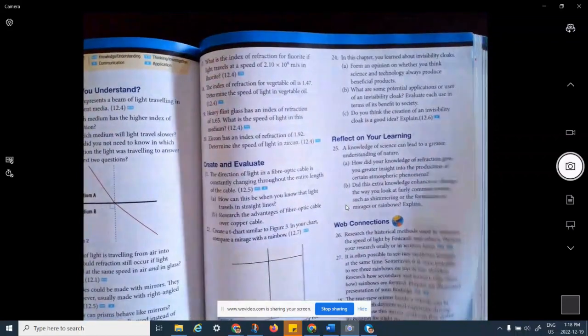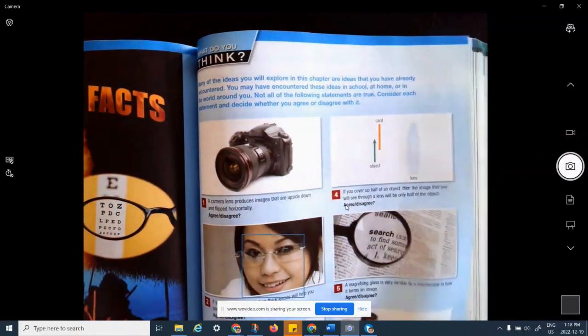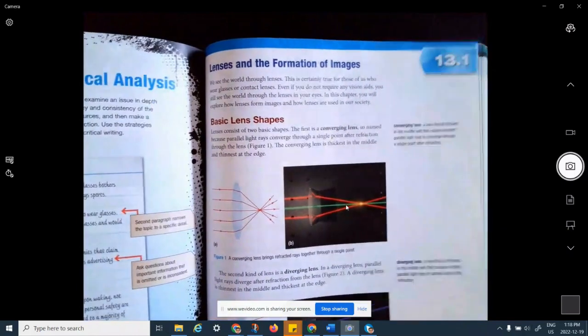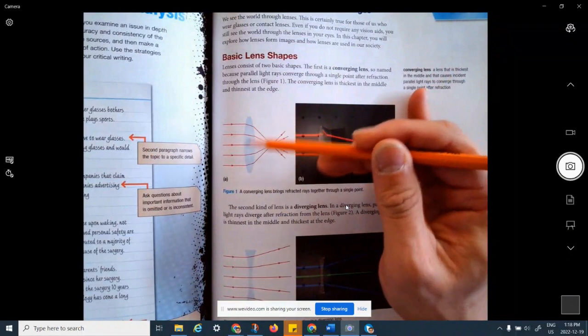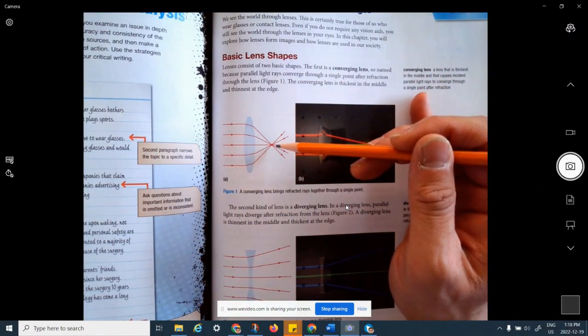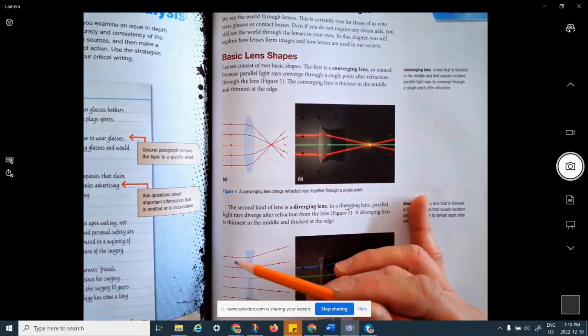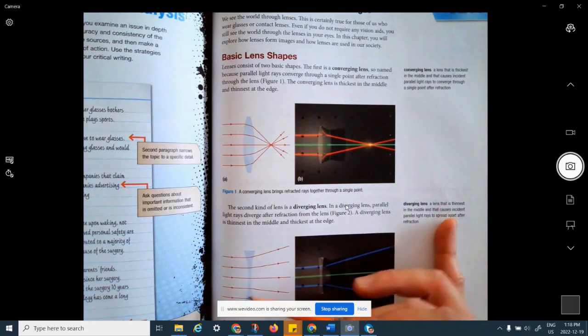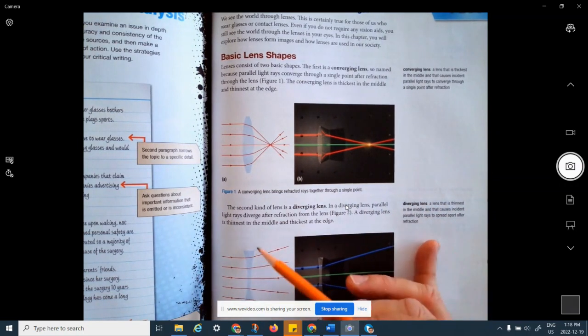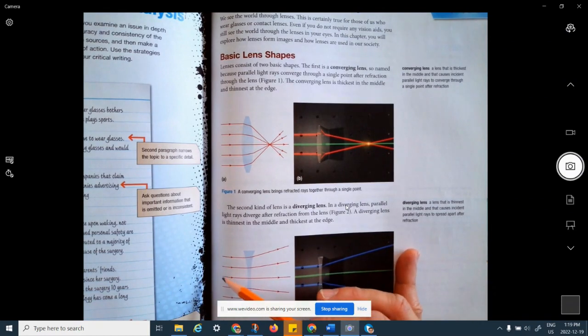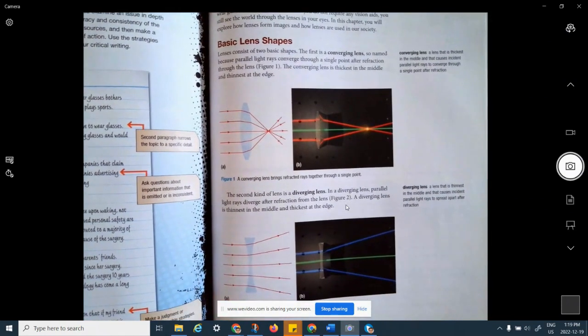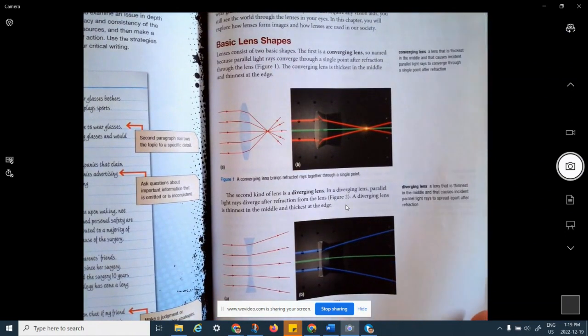And last but not least, lenses. We talked about lenses last Friday. You have a converging lens, so all the light will go through the focal point. A diverging lens spreads the light apart, but if you technically draw a line behind, it will converge at that focal point in front of the lens.